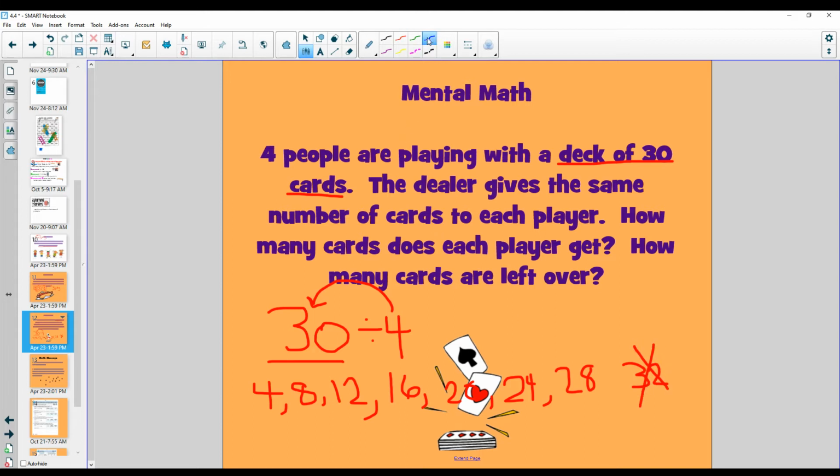So let's count how many cards each person would get. 1, 2, 3, 4, 5, 6, 7 cards. And then how many cards are left over? That's called our remainder. Well, we got to 28 cards, and we have 30 cards. So count up 28, 29, 30. If we counted 2 more, that would get us to 30. So we have 2 cards left over that nobody gets.